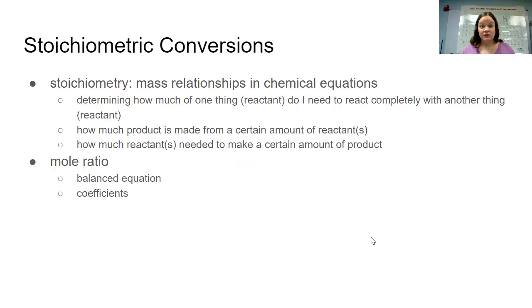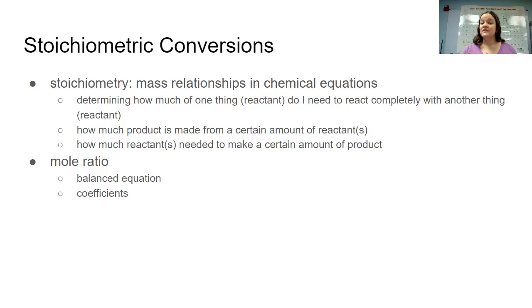All right, so just to review, stoichiometry, as we discussed in the first lesson, we're looking at these mass relationships in chemical equations. Okay, so we're looking at how much of one of the reactants do I need to fully react with one of the other reactants? Or I could predict how much product I would make based on how much reactant I have. Or if I know I need a certain amount of product, I can figure out how much of the reactants I need in order to get that amount of product, okay?